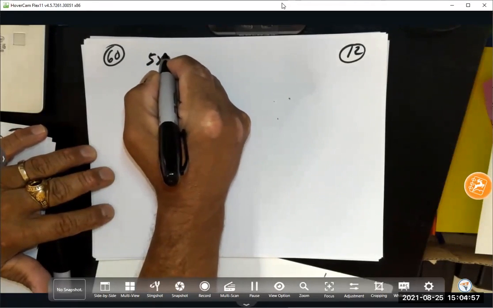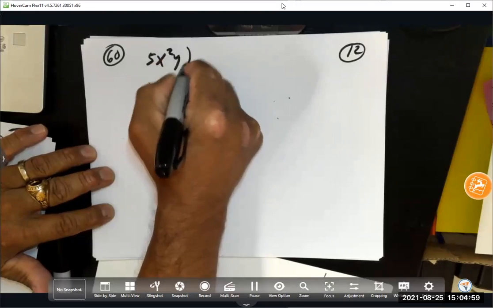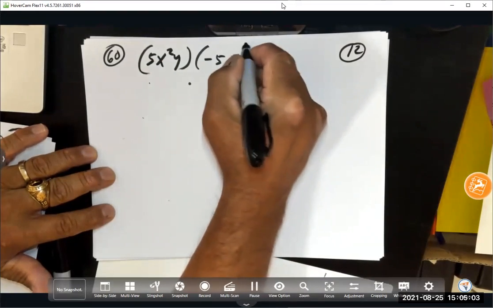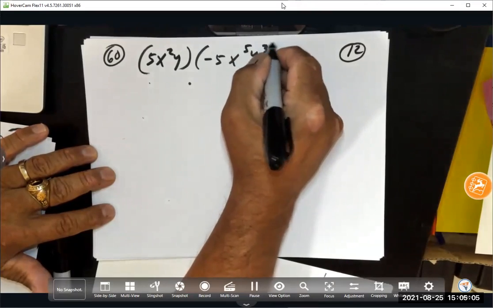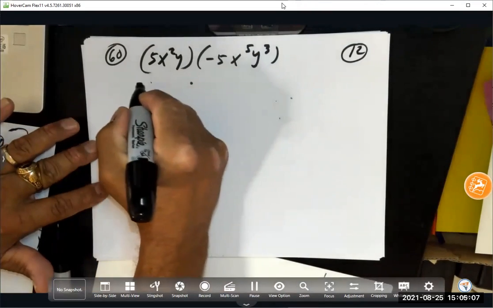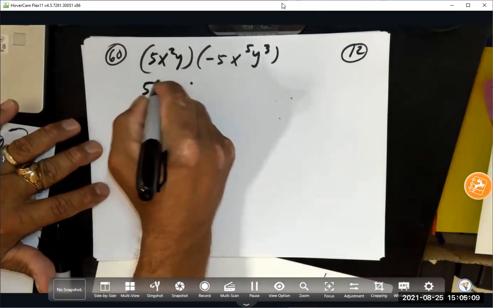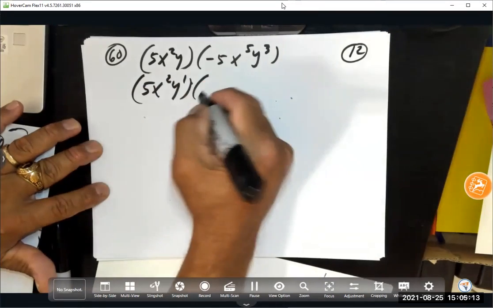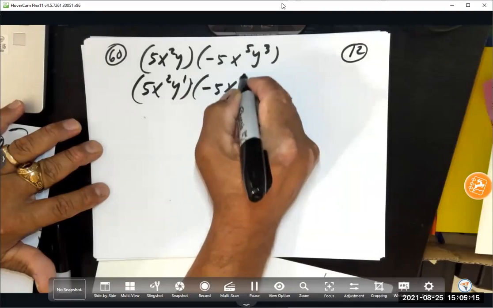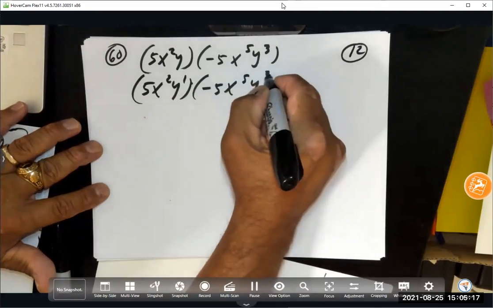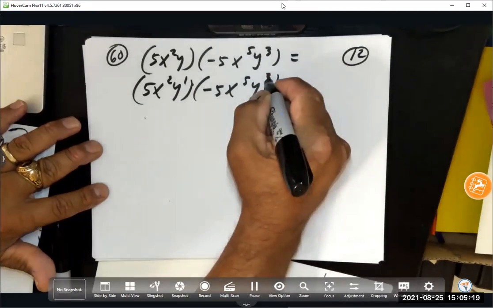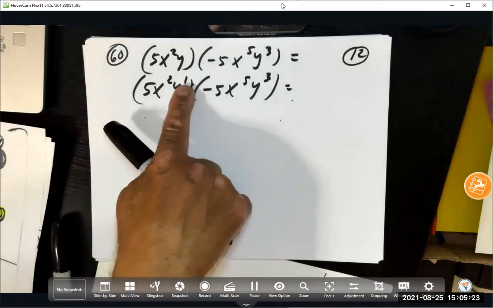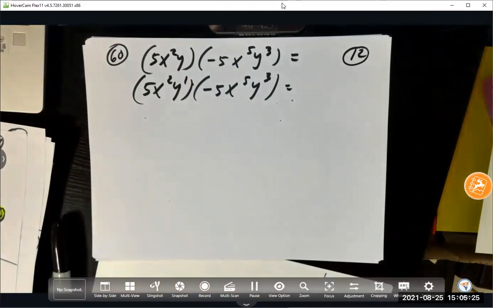5x squared y times negative 5x to the 5th y cubed. All right, before I do this one, let me write it this way first. 5x squared y to the 1 times negative 5x to the 5th y cubed. All I did is I put a 1 right here. Y'all see the difference right here? Yes. All right, so now I'm going to multiply it out. Ready?